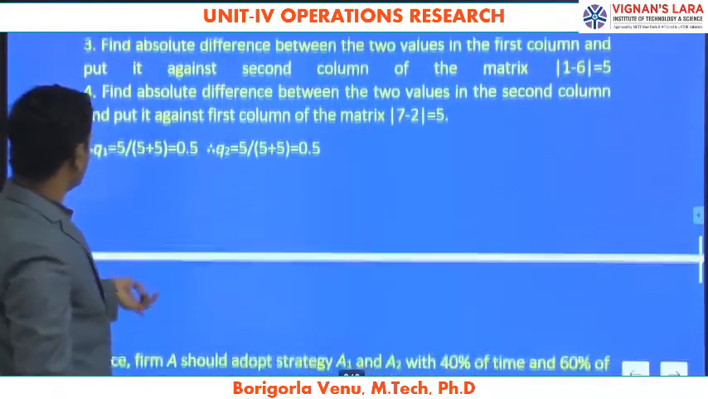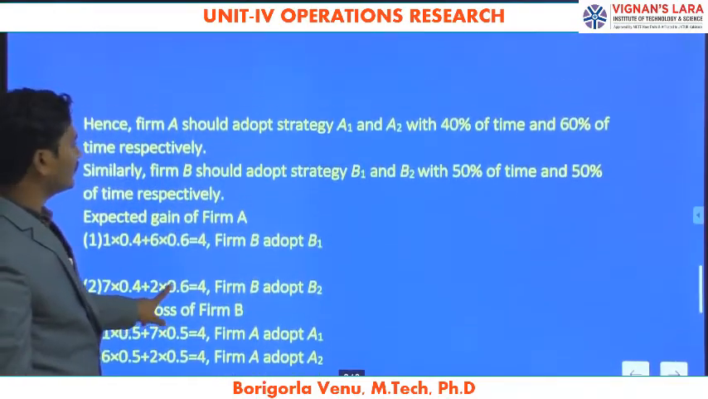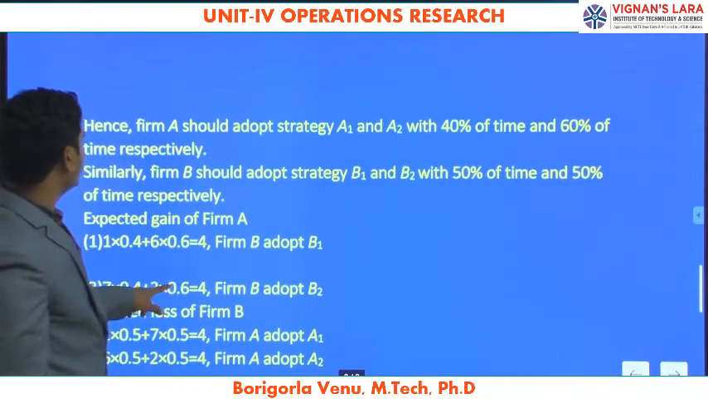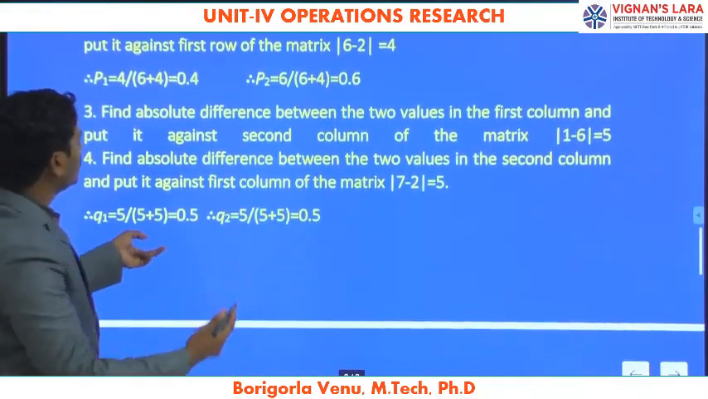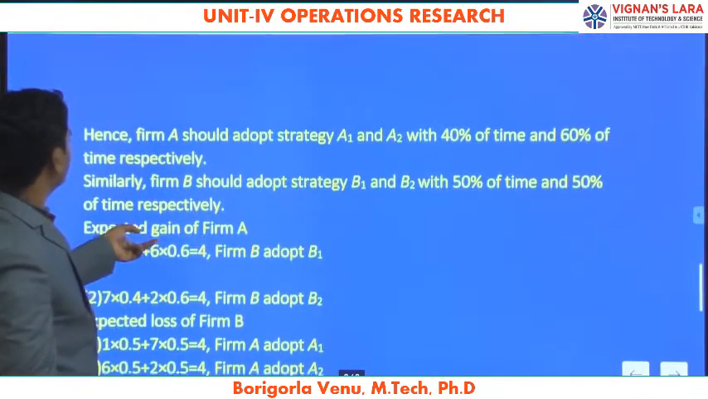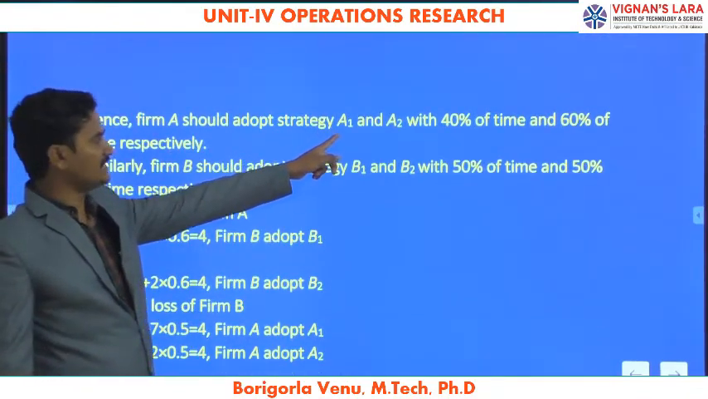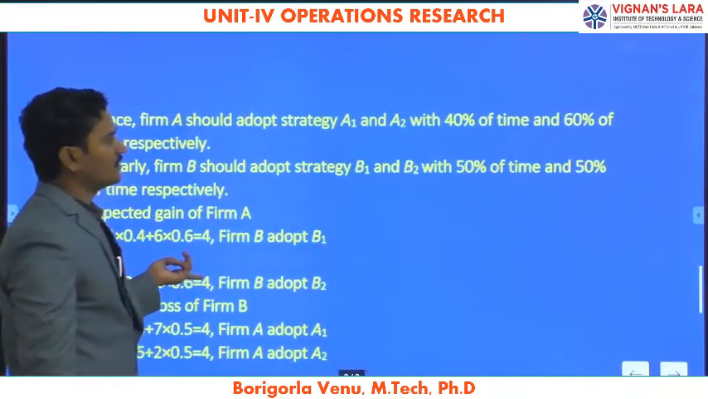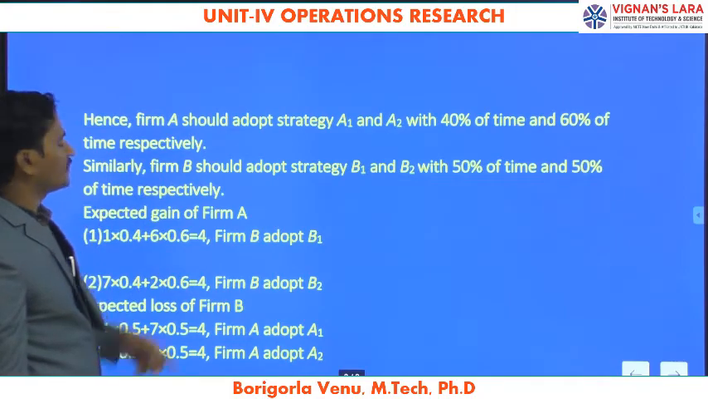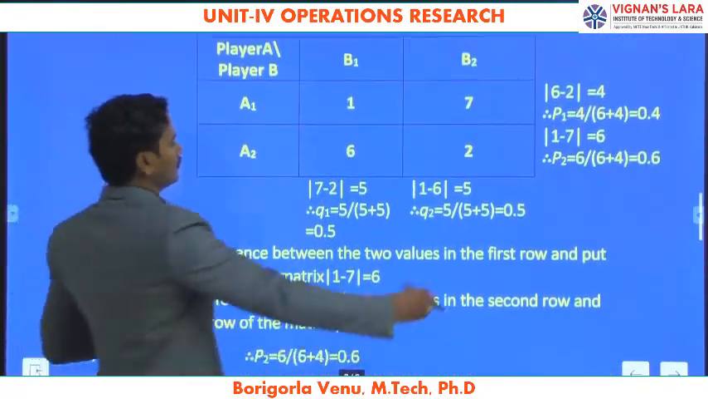From here we are going to calculate the V value of the game. After calculating P1, P2, Q1, Q2, we come to this step. Firm A should adopt strategy A1 and A2 with 40% of time and 60% of time respectively. Here we get 0.4 and 0.6.